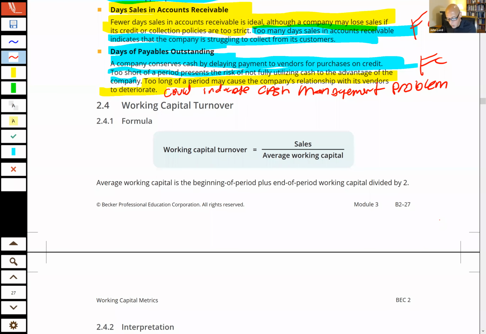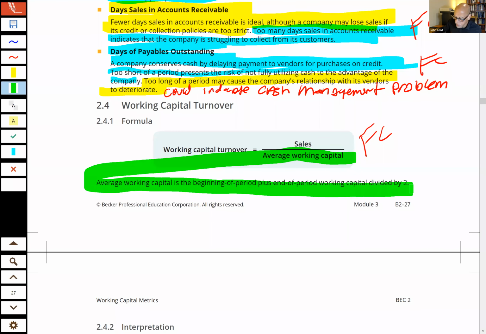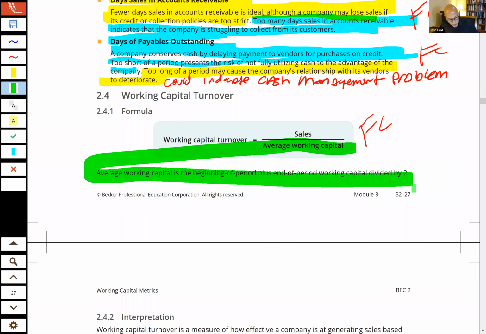Okay, good. Coming over, working capital turnover. Let's just flashcard that. Again, guys, I think you have these flashcards in your set, but if you're missing any, then you're going to have to make them by hand. Again, the average for all of these things is to take the beginning and the end and divide by 2. So anytime we call out the average, that's what we're talking about.